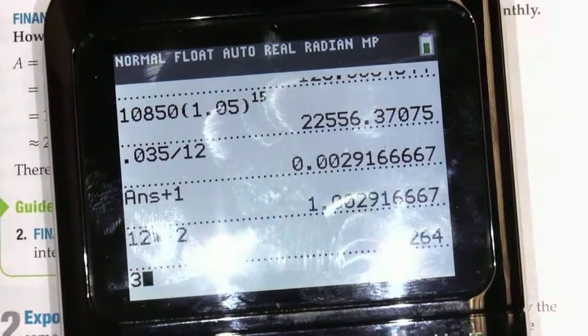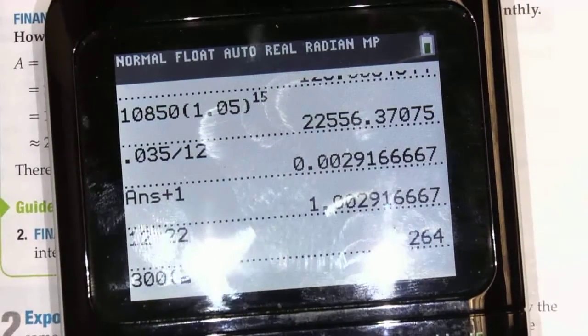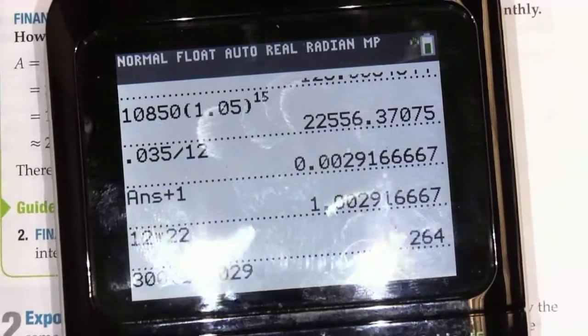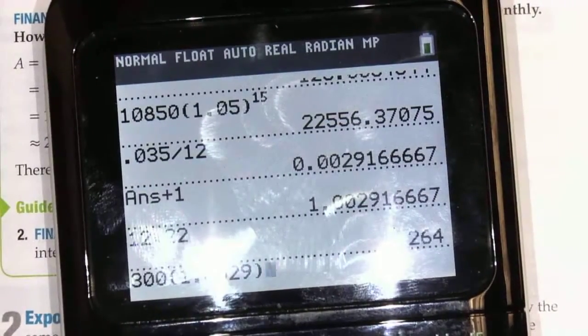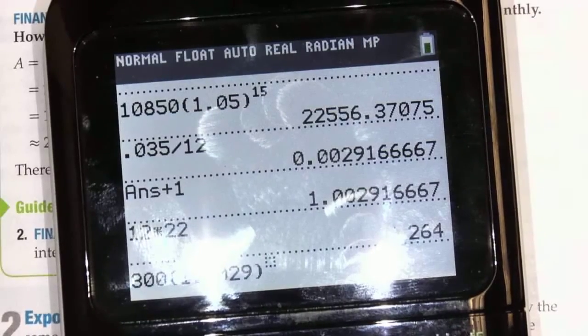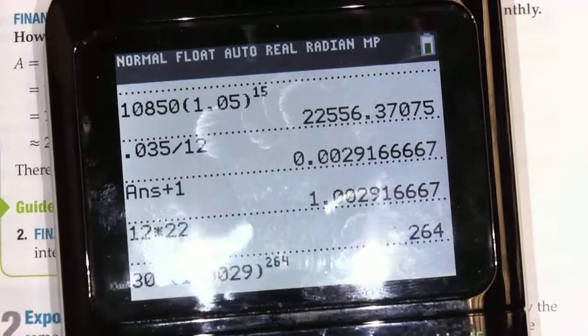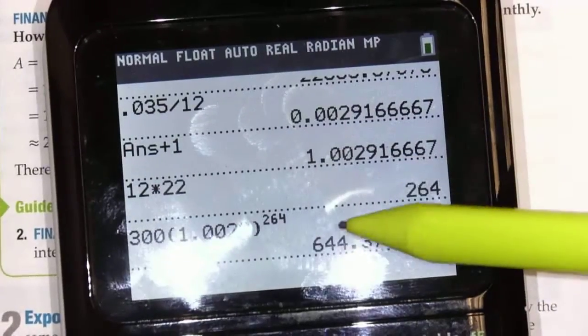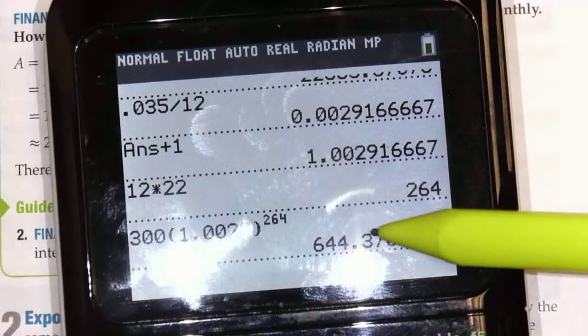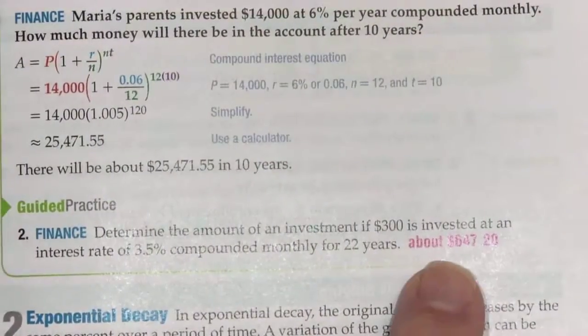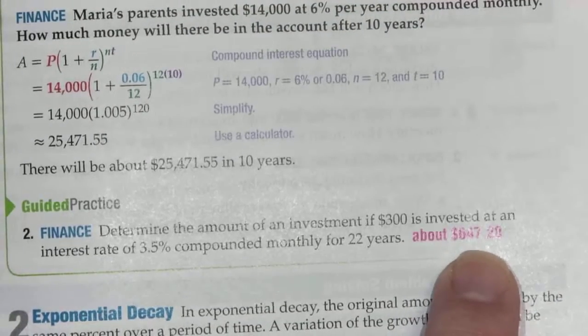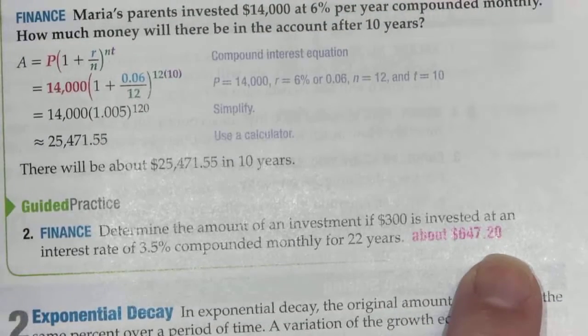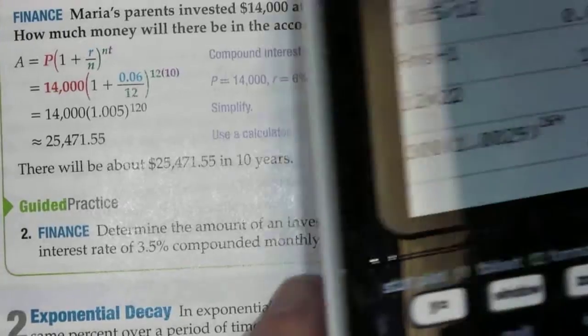So we're going to have 300 times parentheses 1 point, sorry, 0029. They may have not taken it out that far, so we may be just a little bit more accurate than them, but 264. Okay, so we've got approximately $644.37. What did they get? $647.20. What do you think that they did that I did not do?